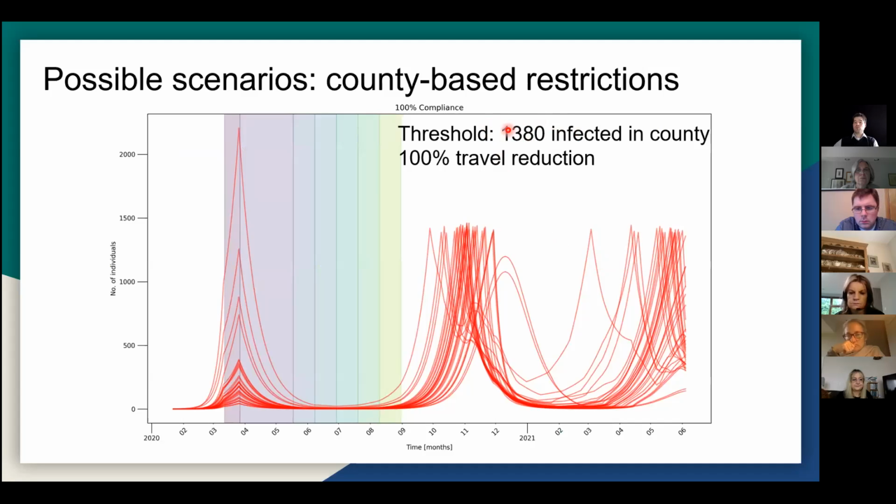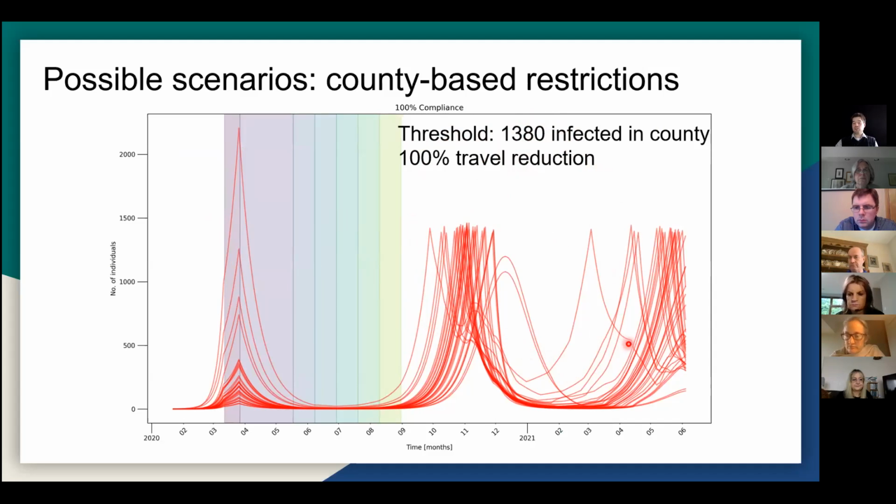So when Dublin went from level 2 to level 3, they had around 1,300 infected in the county. So that's where the order of curves turned around. And again, assuming 100% efficiency of travel reductions, this would get things down. The number of infected will go down, but will come up again.